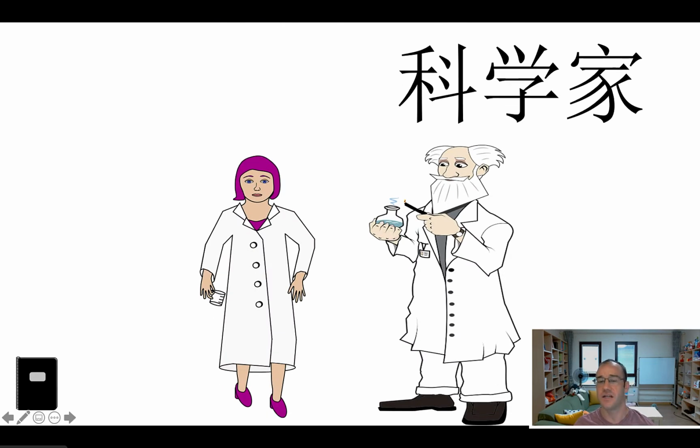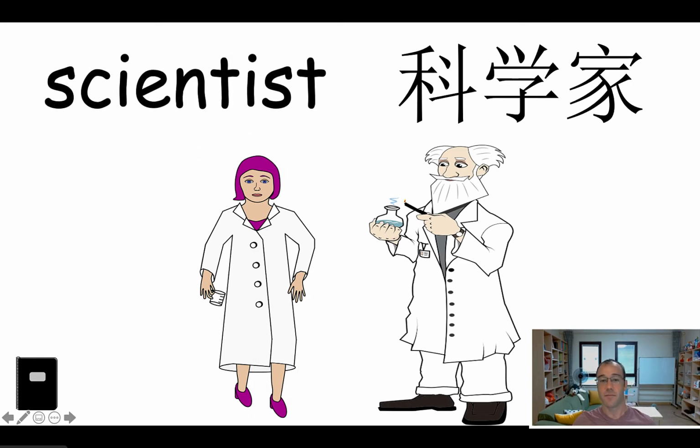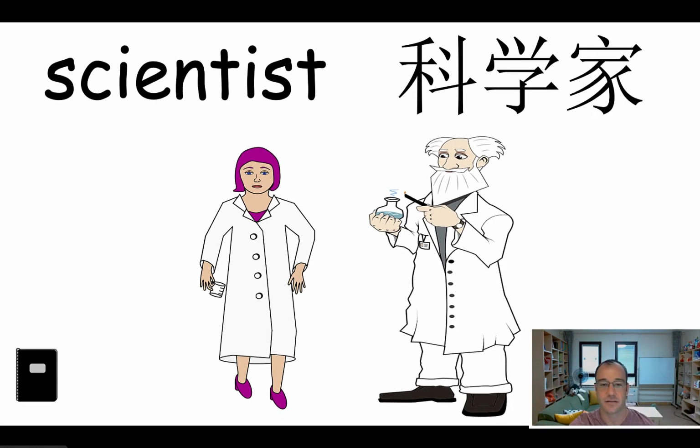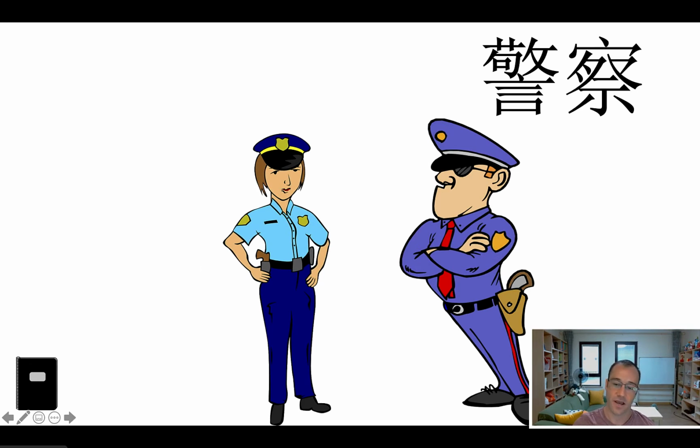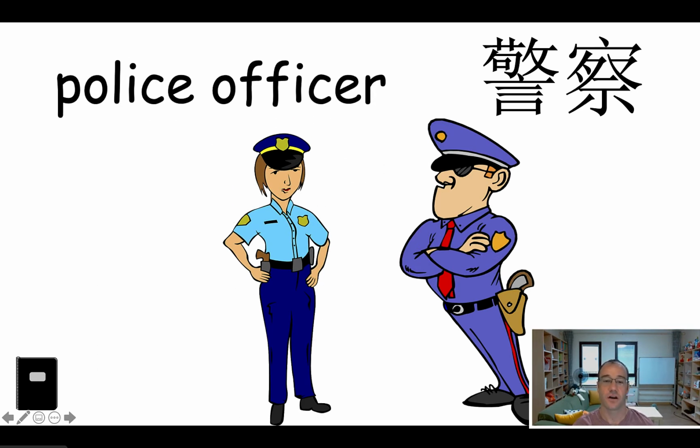This one I think is easy for grade 5. Grade 4 maybe not, but grade 5 they should definitely know it. It's scientist, and my action for scientist is like mixing chemicals. Scientist, something like this. And this one's easy, okay? This one's easy. Police officer.